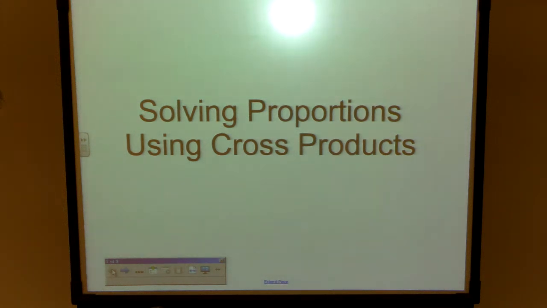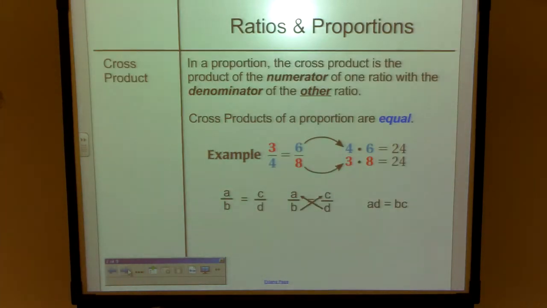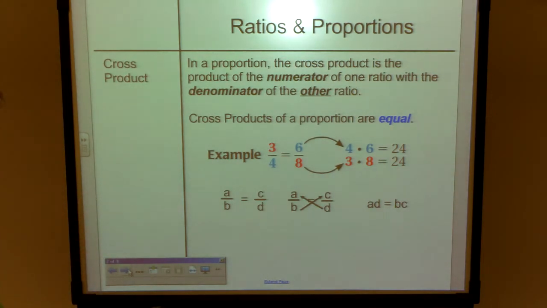This video is going to be on solving proportions using cross products. If you haven't looked to see what ratios and proportions are in the last video, you should go ahead and take a look at it. There is a PDF of the notes on this. You can go ahead and print that out if you like. First off, we're going to talk about what a cross product is.